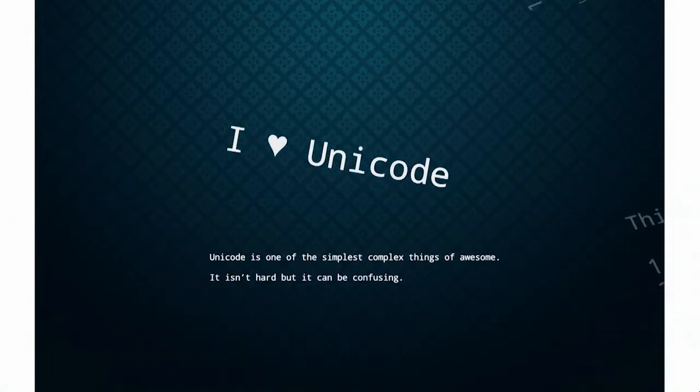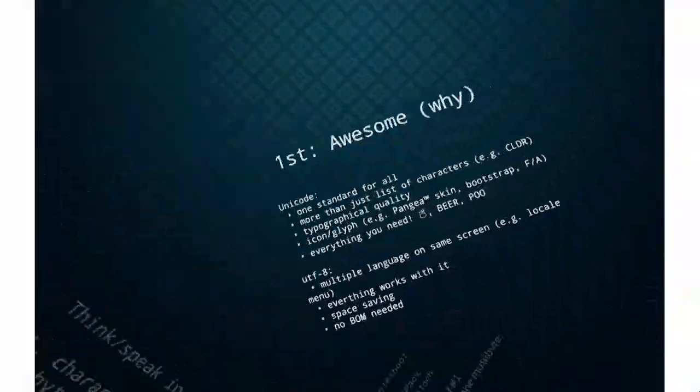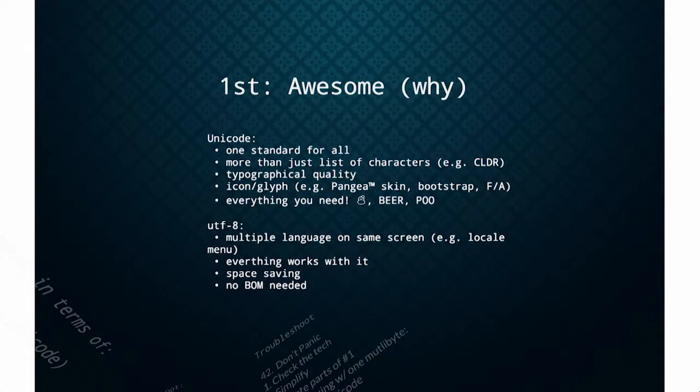So the goal of this talk is to help you see it is possible to love Unicode. You don't necessarily have to love it, just feel more comfortable with it, because it's awesome. It's simple, it's complex. The trick is it's really not hard, but it can be confusing, and that's what trips us up. So first, why is it awesome?